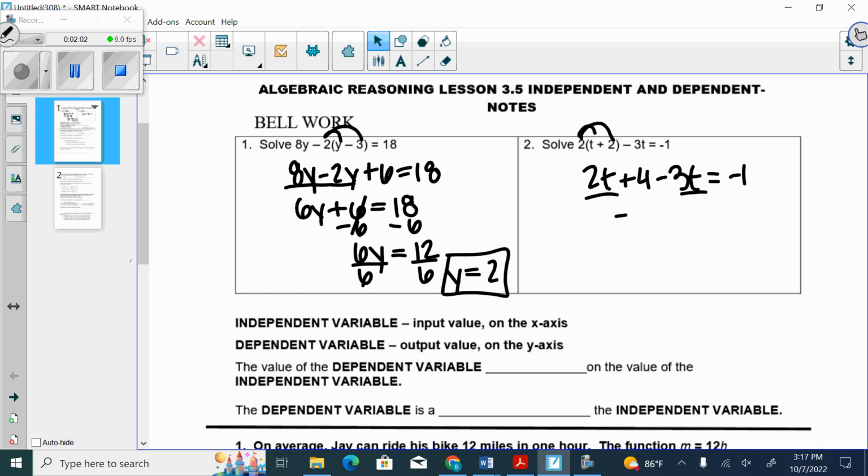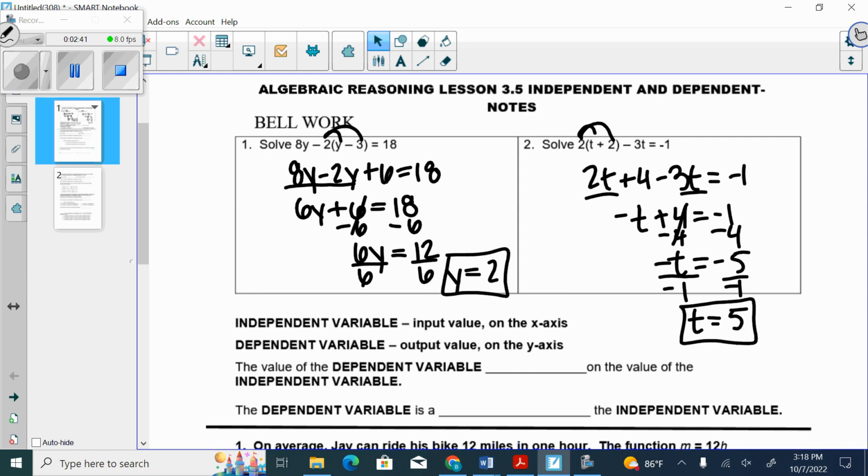-1t. Good. And then we still have that plus 4 equals -1, right? Okay, then what should we do? Subtract what? Good. So -t is equal to, good. And then our last step is to divide, right? What am I dividing by? -1. Very good. So I end up with t equals +5, right? 2 negatives make a positive. Very good.